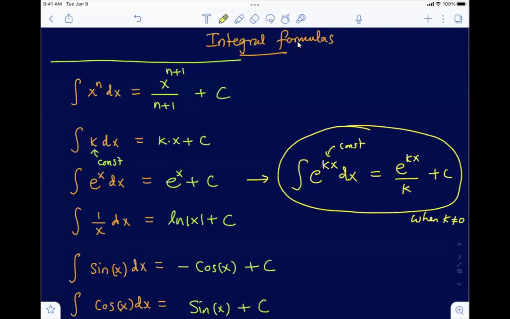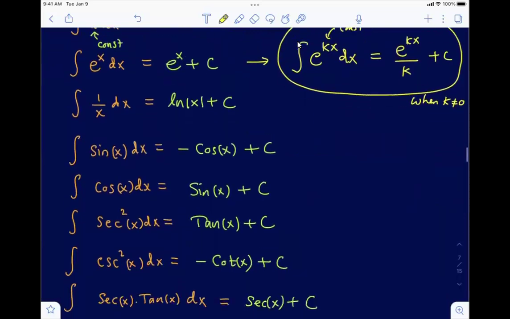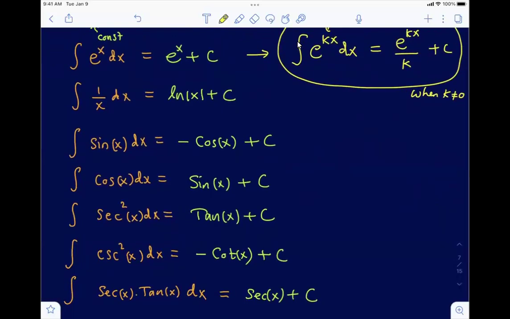So that is something known, e to the kx, and then the derivative of ln of x, more generally ln of absolute value of x, will coincide with 1 over x. Therefore, the integral of 1 over x is ln x. In a similar way, when you take the integral of sine x, now be careful here.